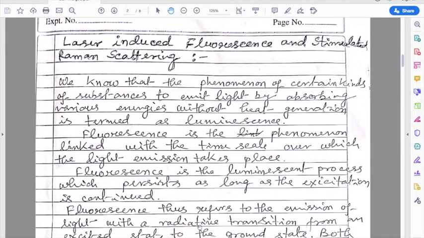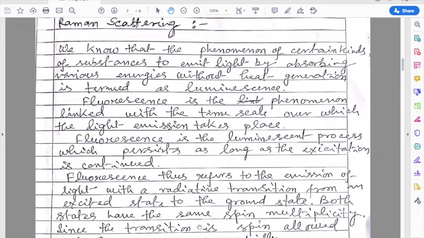We know that the phenomenon of certain kinds of substances to emit light by absorbing various energies without heat generation is termed as luminescence. That means luminescence is the term related to the emission of light by some kinds of substances that emit light by absorbing various energies. There are two terms related to luminescence: one is fluorescence and the other one is phosphorescence.